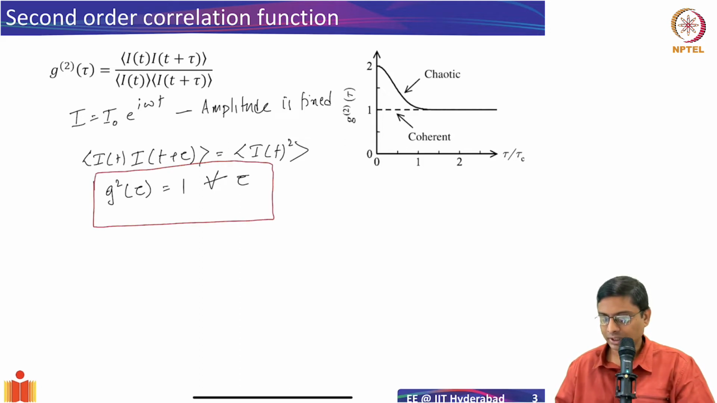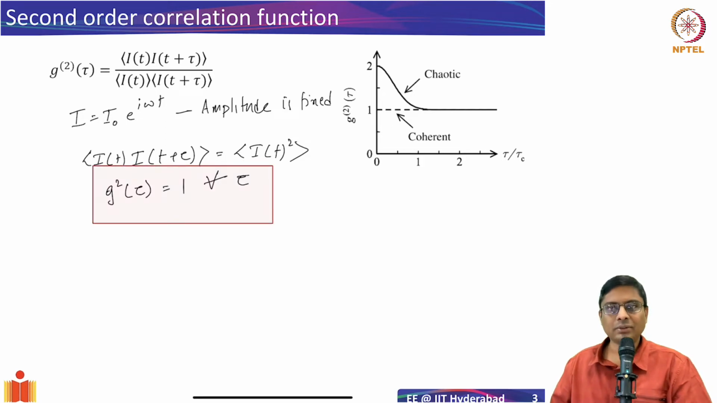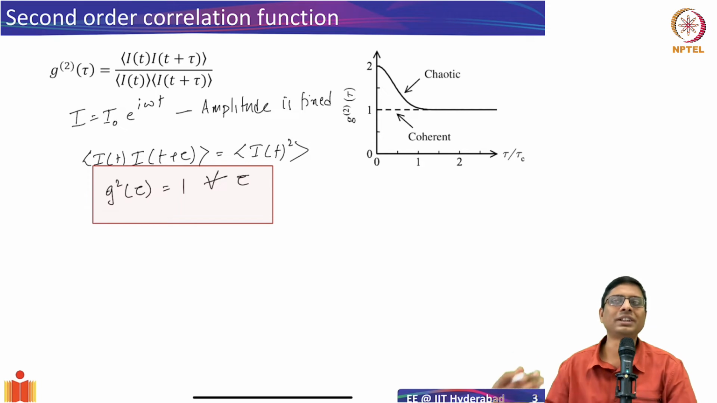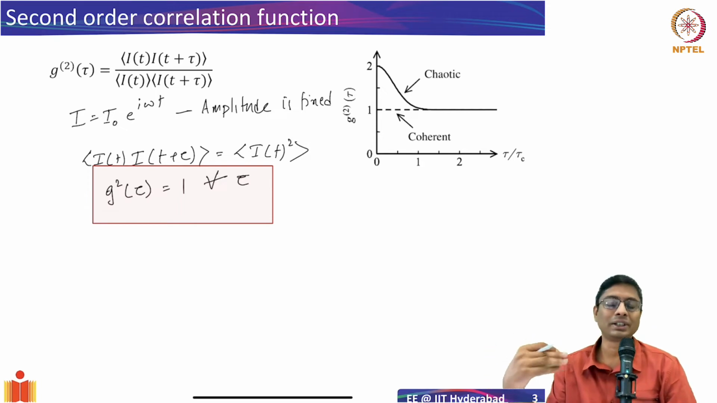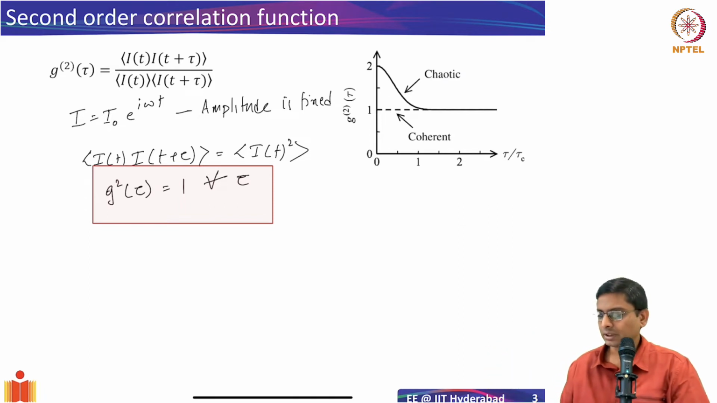Is this part okay? Are there any questions? No, right? So basically it's a constant intensity, that's all we're saying. It's an intensity correlation function, and if the intensity is constant, the correlation function is going to be 1. That's it. There's no big surprise there. Now what happens when you have chaotic light?